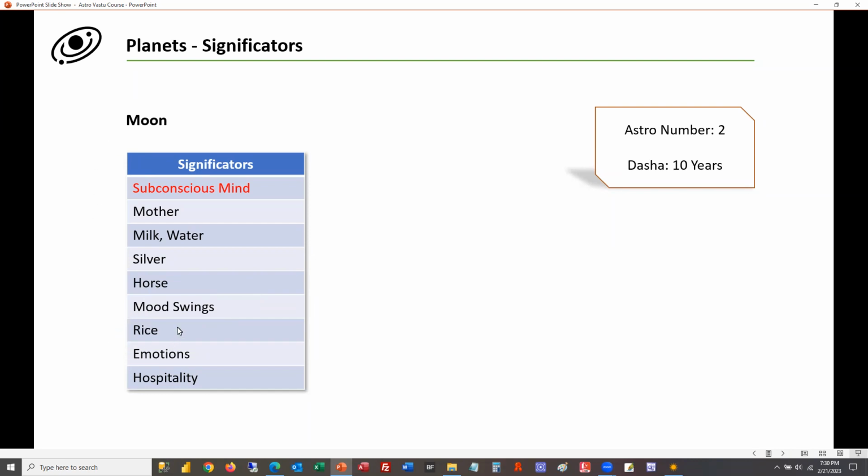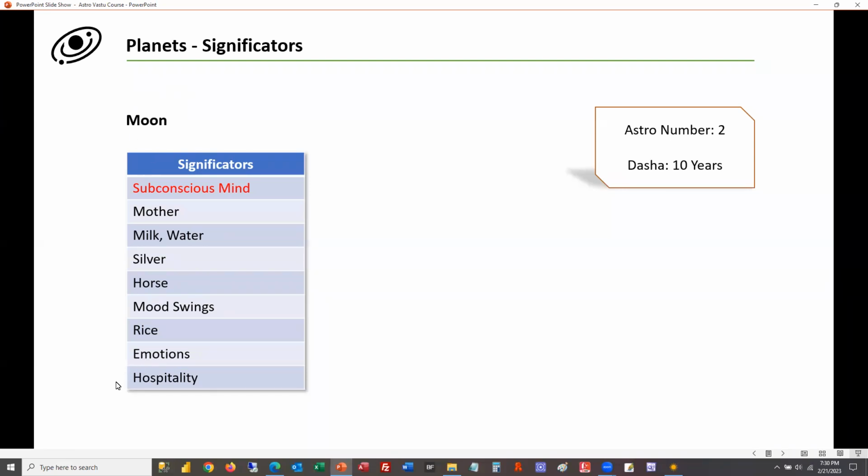And in terms of consumables, food items, food in general is ruled by moon, restaurants, all of this comes under moon. So if somebody wants to become a chef, the planet that you need to look for is moon. If moon is signifying especially the profession, then you can tell the person that he or she can become a chef. Anything related to food items, all of it is from moon.